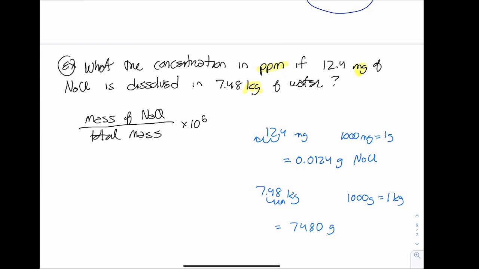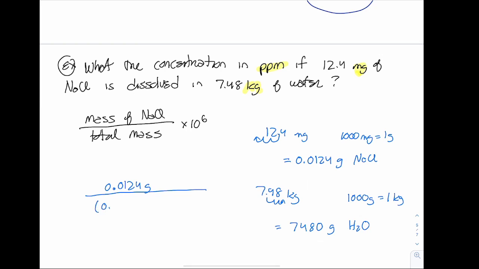And like I just said with the milligrams, if you want to type that into your calculator, by all means do it. So that's my number of grams of water. Remember, it's total on the bottom. So what I'm going to do is take 0.0124 grams on the top, my mass of sodium chloride.